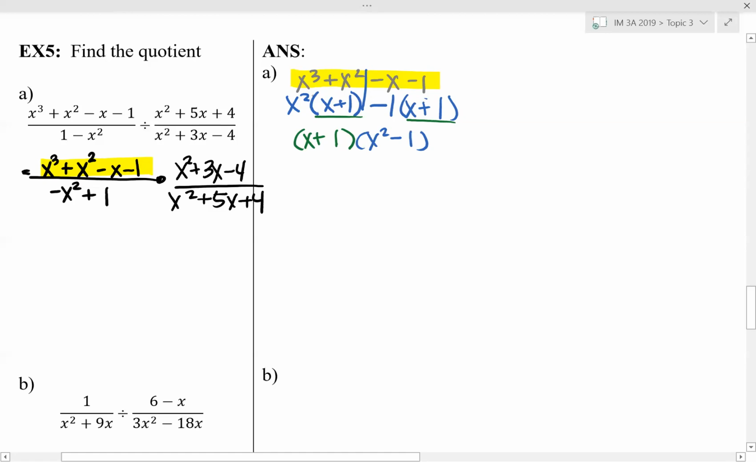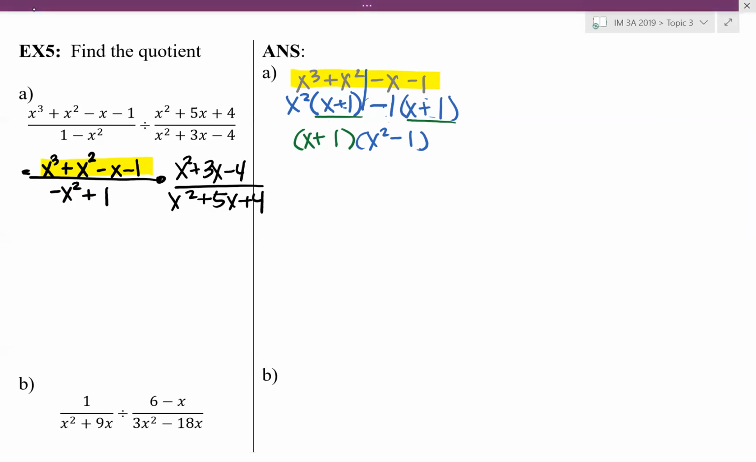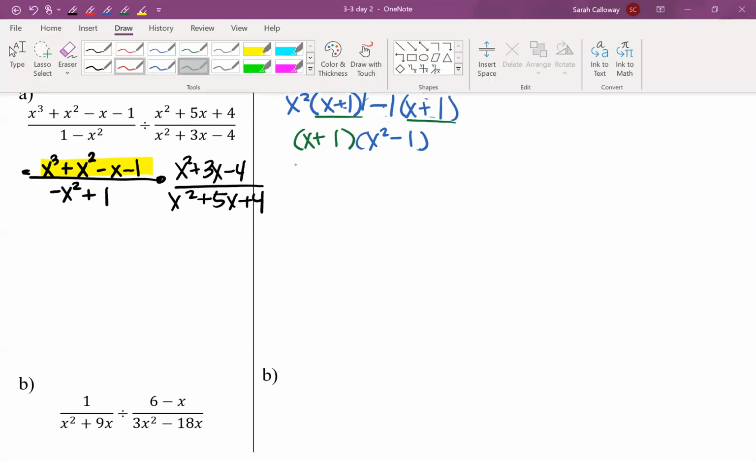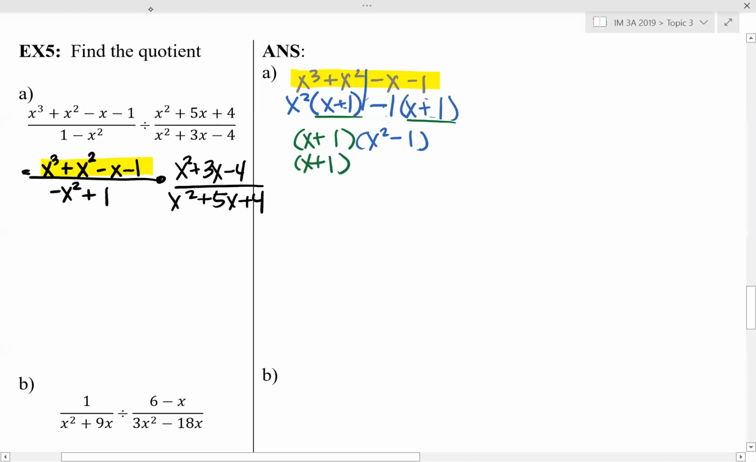Because if I divide this whole term, x squared times x plus 1, by x plus 1, the x plus 1 is going to go away and I'm left with x squared. And if I divide this piece by x plus 1, the x plus 1 is going to reduce out, and I'm left with negative 1. So right now, my numerator is x plus 1 times x squared minus 1. But what I know is that x squared minus 1 is actually a difference of 2 squares. So this first x plus 1 is a factor, but then x squared minus 1 is equivalent to x plus 1 times x minus 1.